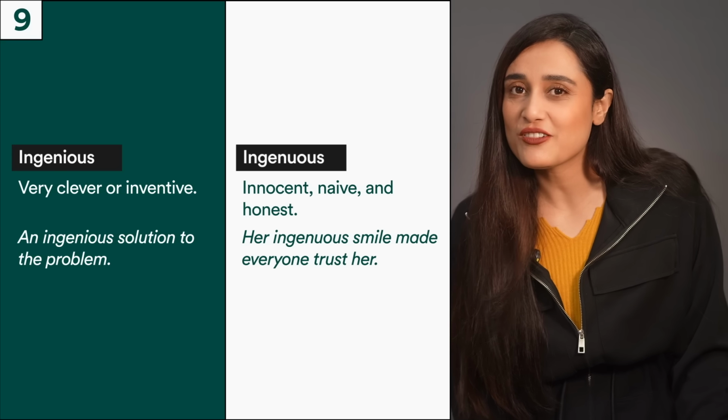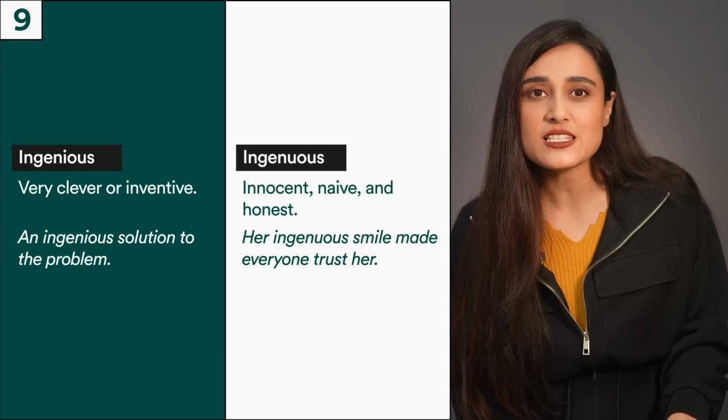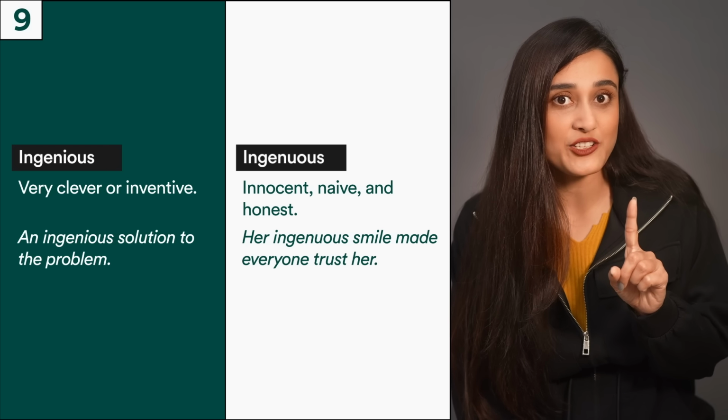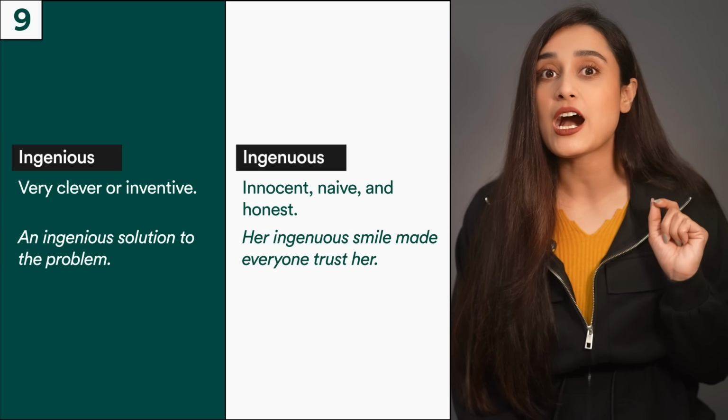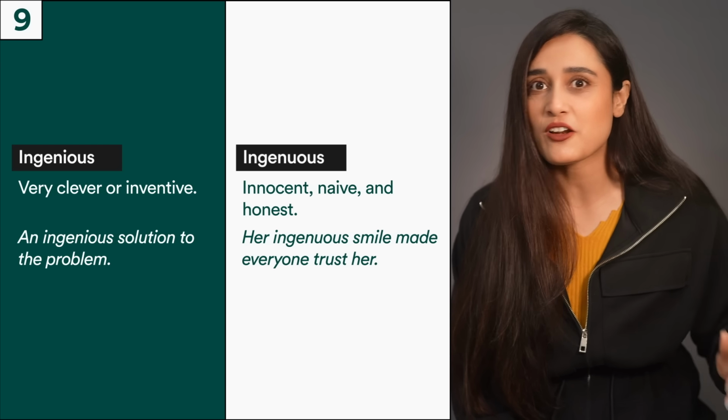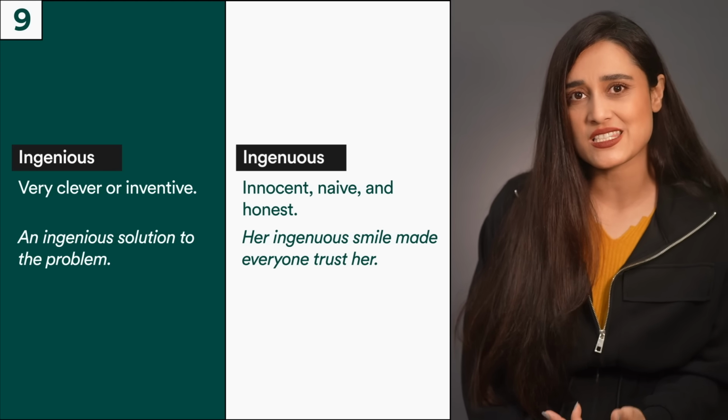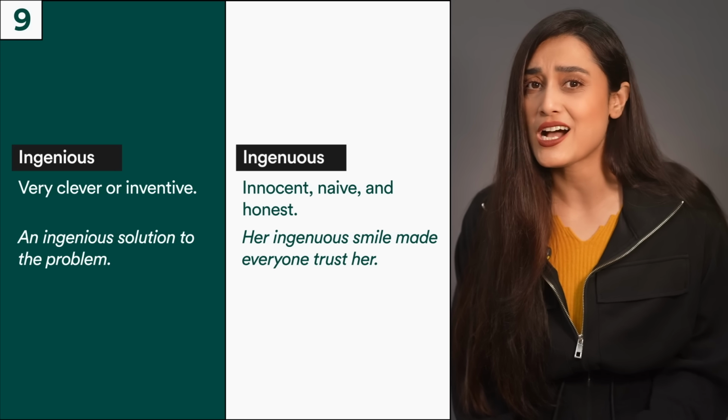Okay. Now here's a confidence tip for you. Ingenious has an I for intelligent. Ingenuous has a U for unsuspecting. Somebody who cannot be suspected because they are so innocent, so childlike. Okay. Unsuspecting. All right.